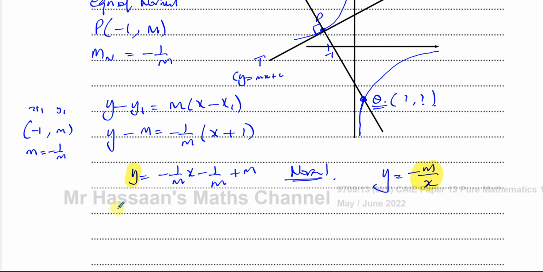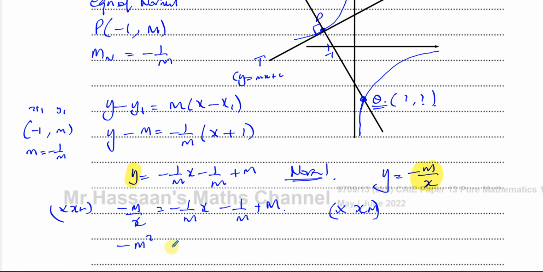So I'm going to replace the y with minus 1 over m x, and I've got this is minus 1 over m x minus 1 over m plus m. Now, what I'm going to do here is just get rid of the fractions. I'm going to multiply everything by x times m on both sides of the equation. That will get rid of the fraction. So if I multiply this by m times x, I'm going to end up with minus m squared x, because the x cancels out, and you're left with m times minus m squared.